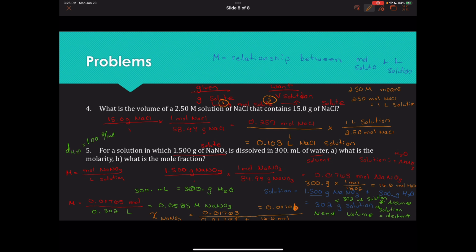Now, molarity and mole fraction are just two examples of ways that we can describe the concentration of solutions. We're going to look at some other ways in later videos.